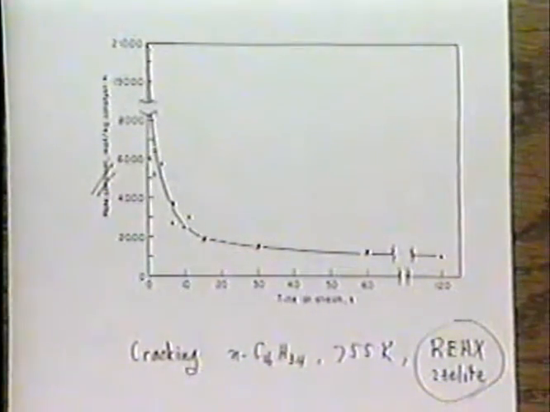And the interesting thing is that the rate of the cracking reaction has fallen by more than a power of 10 inside 2 minutes contact time. And that's entirely a result of coking. So it's a potent factor for changing the activity of catalysts.